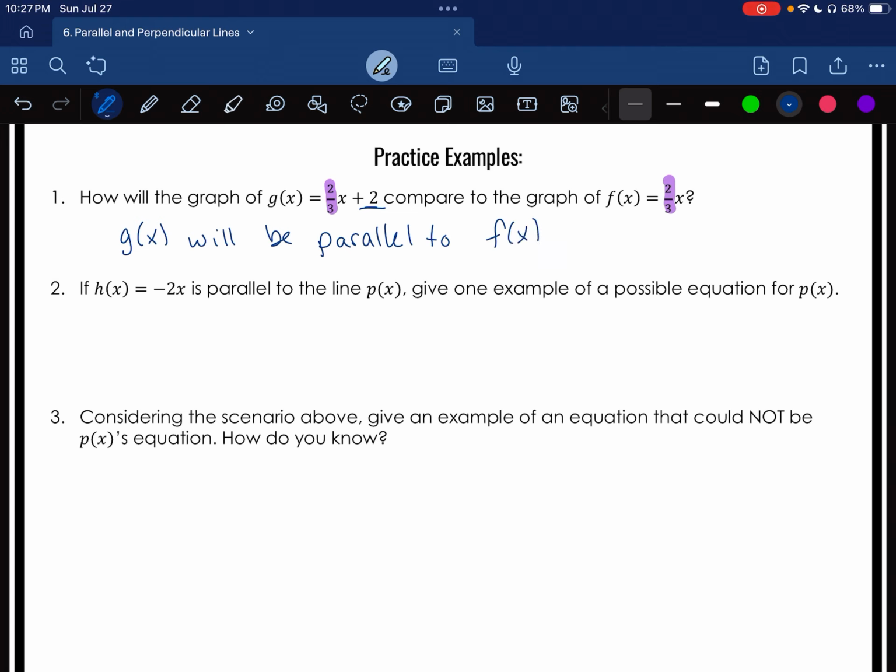Now if h of x has the slope of -2x, and I know that it's going to be parallel to p of x, that means that p of x needs to have the same slope as h of x, but some different y-intercept. So let's say p of x looks like -2x minus 394. So of course, answers can vary because you probably chose a different y-intercept.